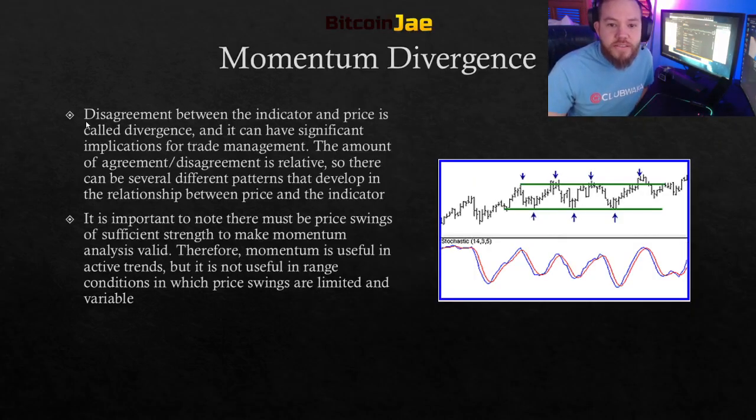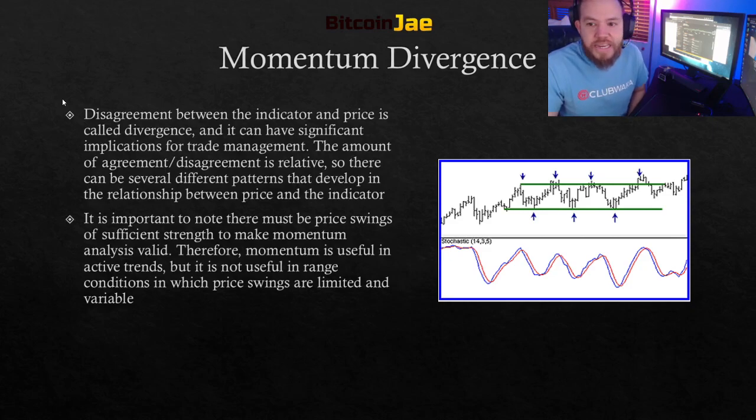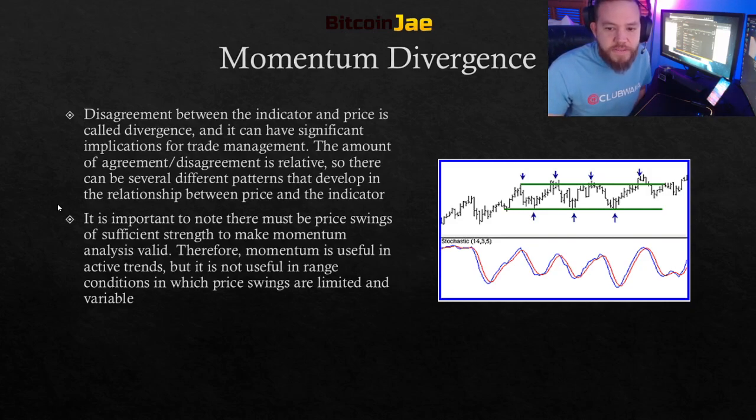Momentum divergence. Disagreement between the indicator and price is called divergence, and it can have significant implications for trade management. The amount of agreement or disagreement is relative, so there can be several different patterns that develop in the relationship between price and the indicator. It is important to note there must be price swings of sufficient strength to make momentum analysis valid. Therefore, momentum is useful in active trends, but is not useful in range conditions in which price swings are limited and variable.